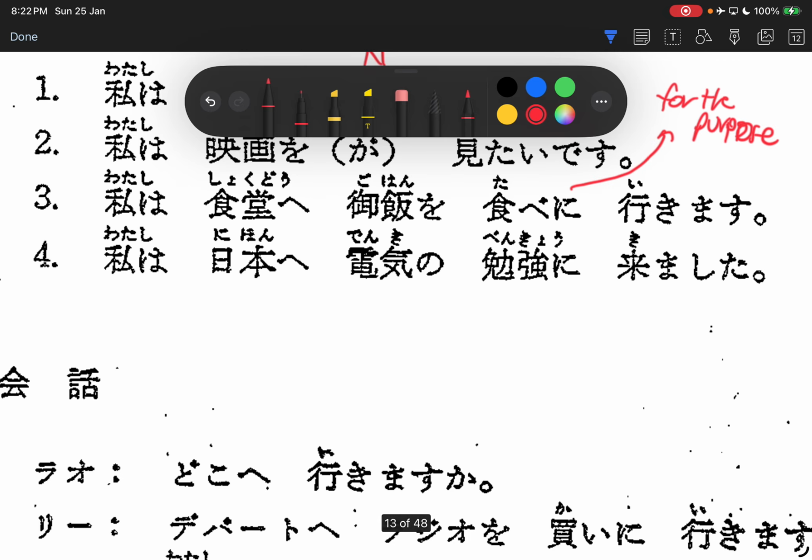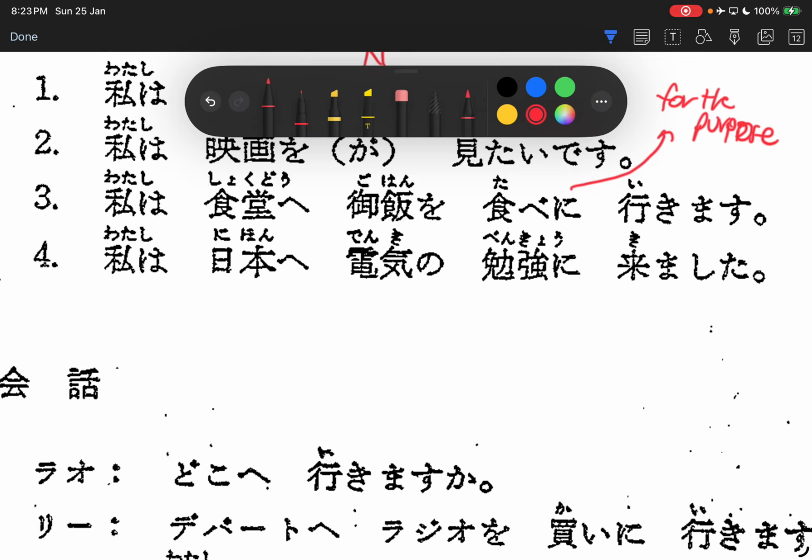私は日本へ電気の勉強に来ました。So 電気の勉強, right? 電気 is a noun. It means electricity. So with a noun, we have to put a no, then we connect to another noun. In this case, the other noun is 勉強. I told you 勉強 is a very, very special word, because when we put a shimasu behind, it becomes a verb.